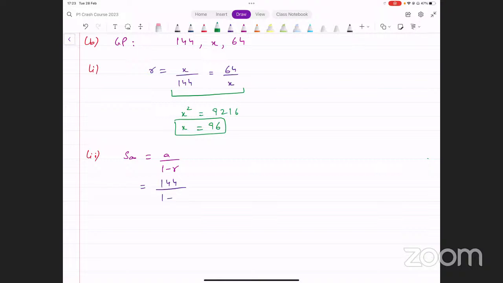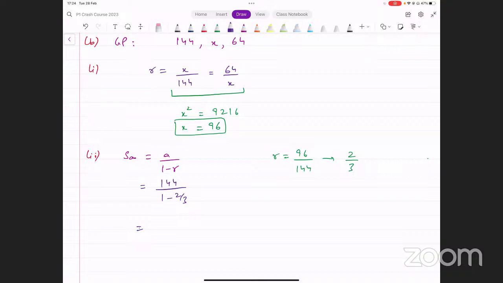What we can do is input the value of x here, either here or here. That's going to give us the value of r. So we can say r equals x, which is 96 over 144. And that will give us a value, which is actually 2 over 3. So this ratio is 2 over 3. We could say 1 minus 2 over 3 here and see what the ratio turns out to be.